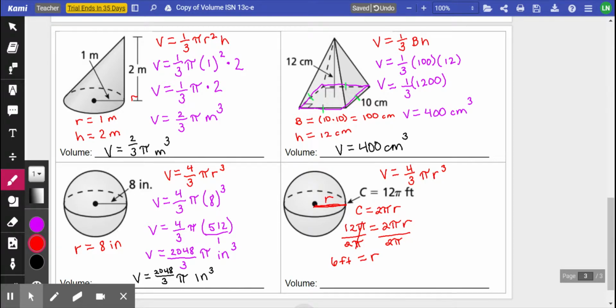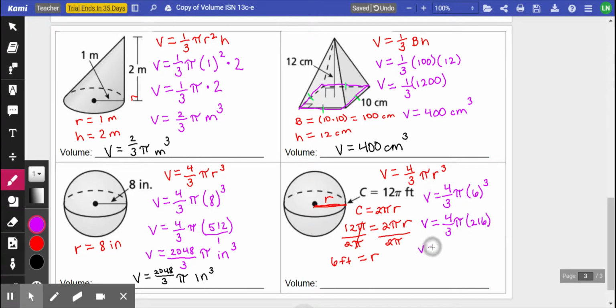So that's just a preliminary step. I'm now going to be able to plug that in for my volume formula. So we have 4/3 times pi times radius, which was 6 cubed. And what I can do, similar to the last problem, is clean this up a little bit. So I'm going to keep my 4/3 times pi. 6 cubed is going to be 216.